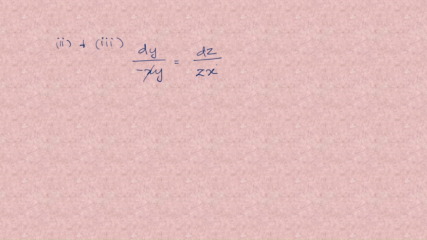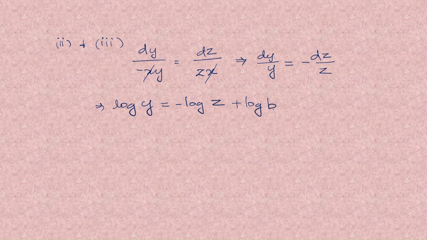Here we don't want the variable x, so we can cancel x. So dy divided by y is equal to, taking the minus sign across or multiplying throughout by minus 1, minus dz by z. Now integrating this, we get log y is equal to minus log z. Since we have logarithmic functions on both sides, we can consider the constant as a log function as well. So let it be log b.